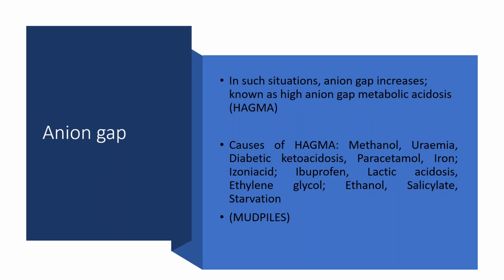However, if we insert the value of sodium, potassium, chloride, and bicarbonate into the equation, there will be a high level of anion gap, because sodium, potassium, and chloride are usually still intact, while there has been a drop in the level of bicarbonate. Such conditions are known as high anion gap metabolic acidosis. Some of the causes of high anion gap metabolic acidosis are methanol, urea, diabetic ketoacidosis, paracetamol poisoning, iron poisoning, isoniazid poisoning, ibuprofen poisoning, and all the other examples listed below.